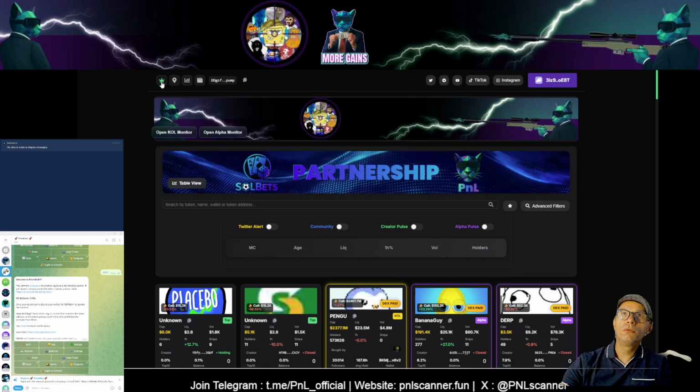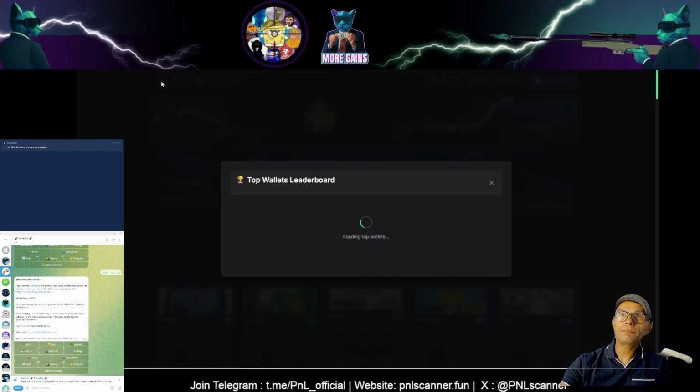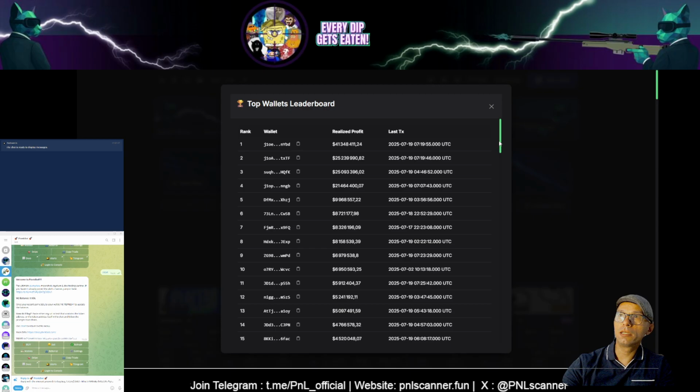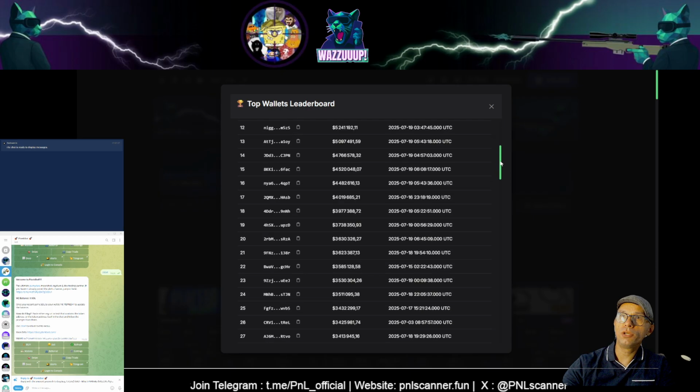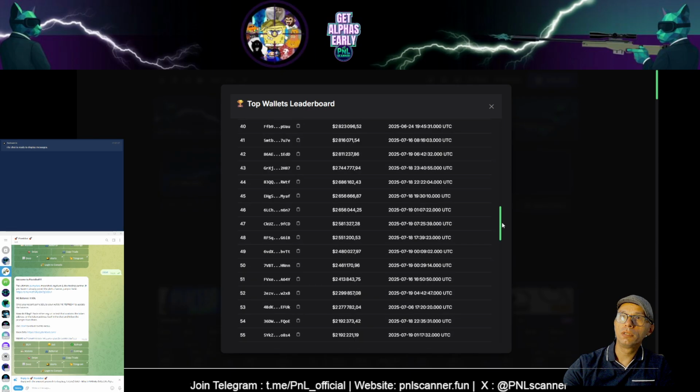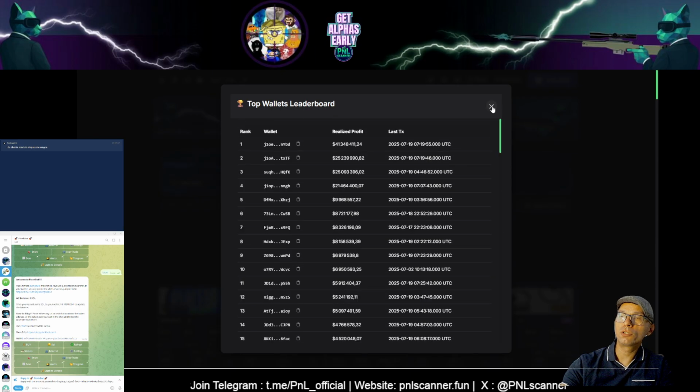And when you look at the top wallets, like I said yesterday, we are tracking 10,000 of the top wallets. The top wallets leaderboard is where you find all those addresses, and there are like 10,000 in there. So that's really amazing.